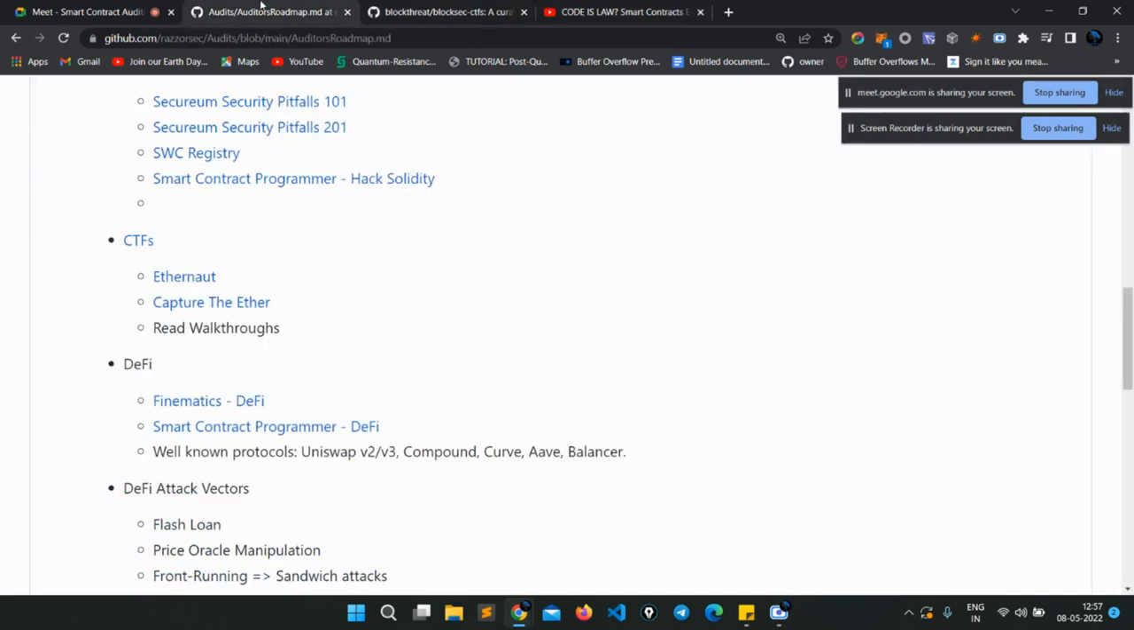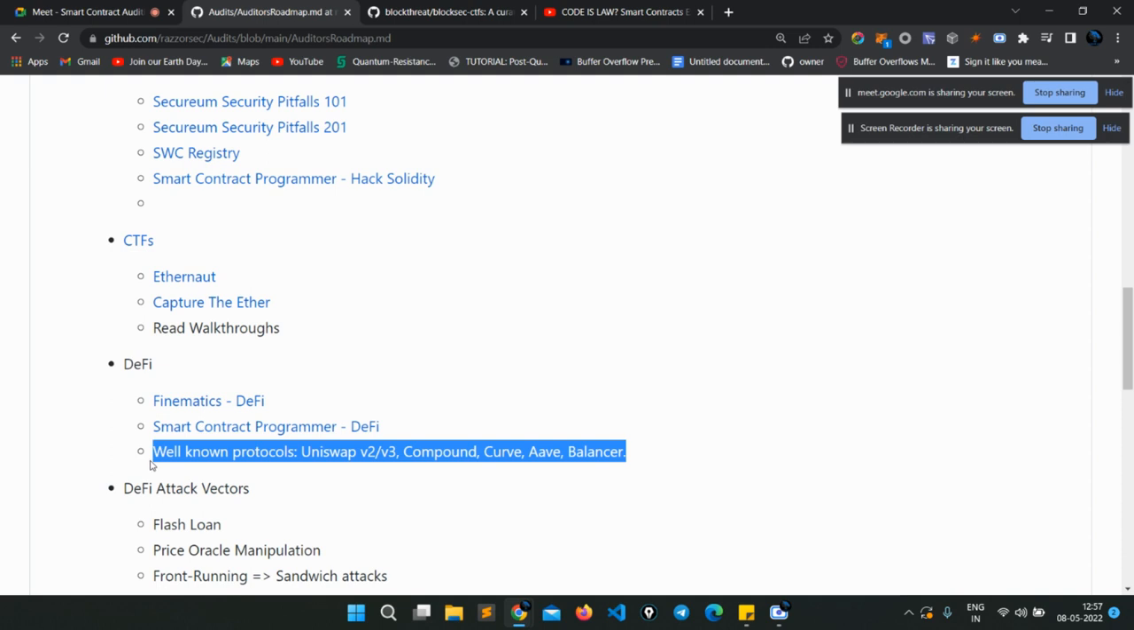That's not needed. But yes, you're supposed to have an understanding of how DeFi works and some knowledge of well-known protocols on the blockchain. Uniswap is there, Uniswap V2, V3, Compound, Curve. These are some of the protocols whose workings you're supposed to learn. You're supposed to know how these protocols actually work, what the mechanics behind them are.